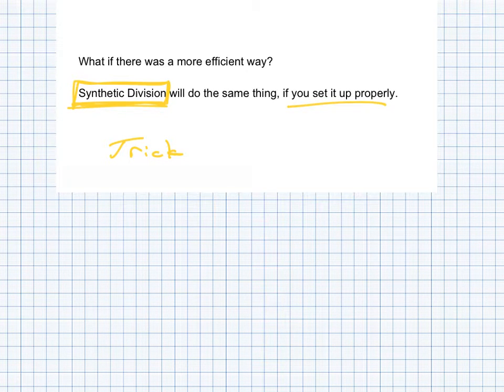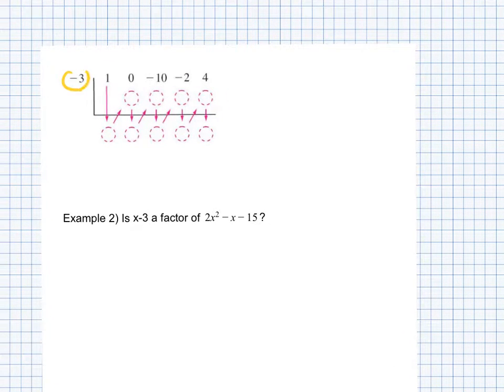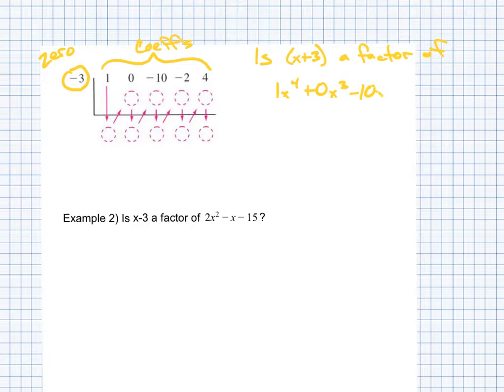We're going to go ahead and show you the setup here right now. This is the setup of a synthetic division problem. This number right out here is a 0, and these numbers across what I call inside the box are coefficients, coefs for short. And this synthetic division problem actually is the answer to the question, is x plus 3 a factor of 1x to the 4th plus 0x cubed minus 10x squared minus 2x plus 4. Each coefficient is used and has a placeholder in the polynomial.